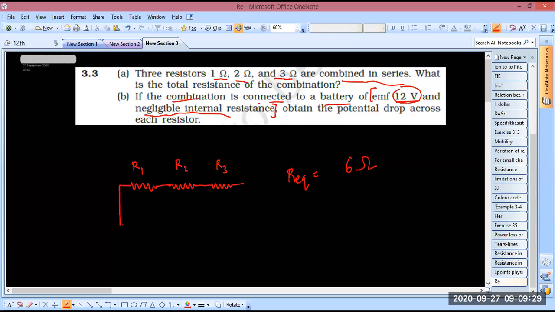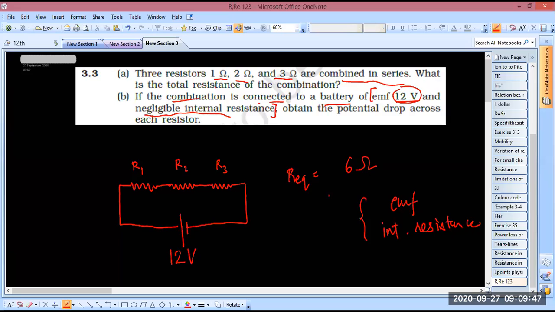Don't worry. So just consider that we are connecting this combination, means all the three resistors together like this, with a 12 volt battery. What is EMF? What is meaning of internal resistance? Don't worry about that right now. It is a part of this chapter itself. But it has no effect on your understanding of this question. So just don't worry. So this is what we know.